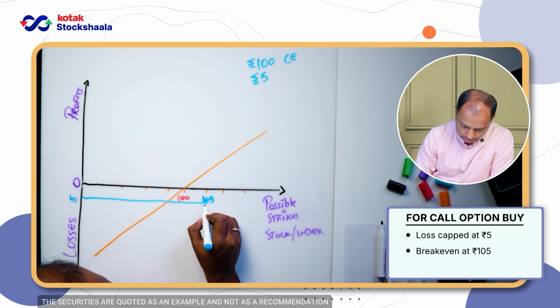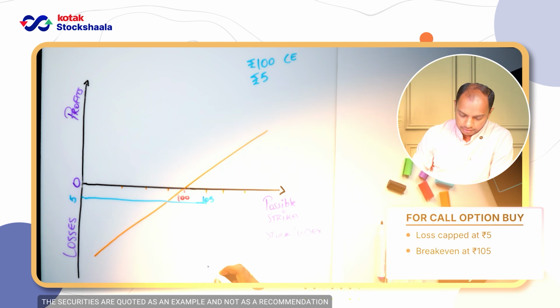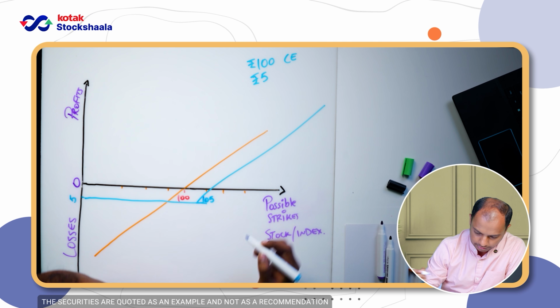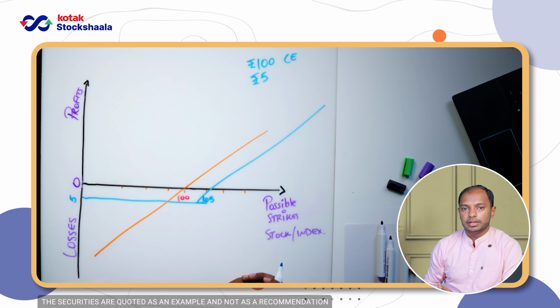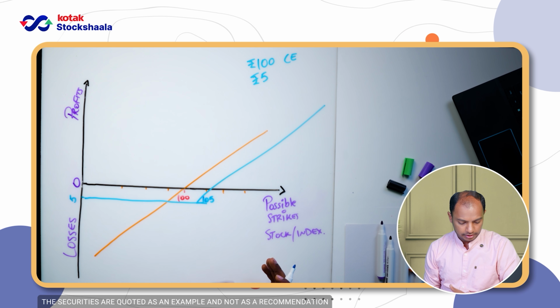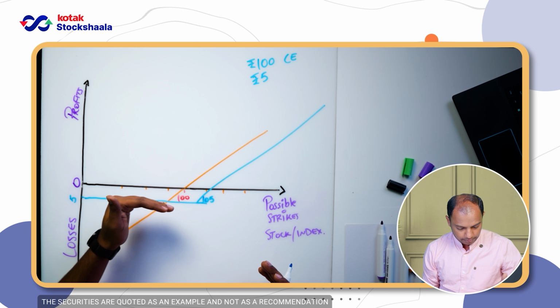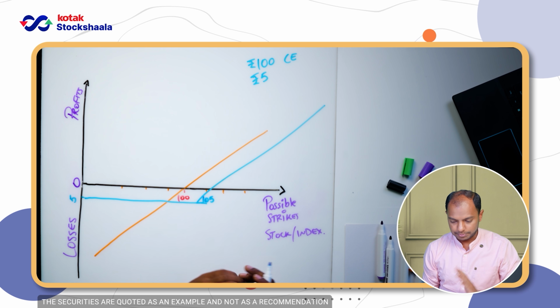Okay, so this is how it's going to look. Now, once I have crossed 105, you also know that for call option buying, we have unlimited upside. So as much as the stock goes higher and higher, my profit is also going higher and higher, which means my profit is also unlimited with respect to how much the stock can move. So here you can see there is a clear difference between the curve of equity versus the curve of options.